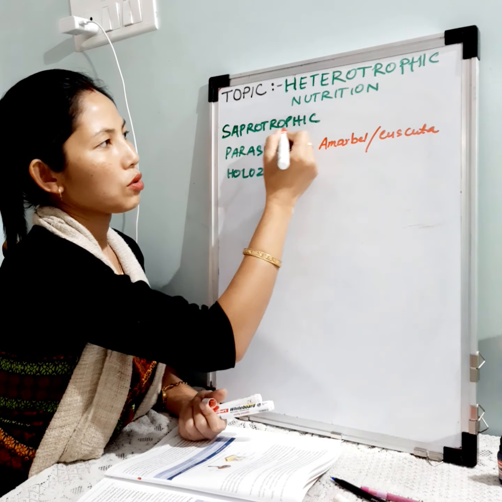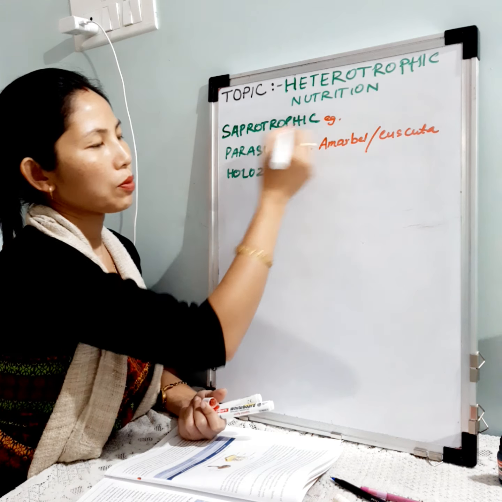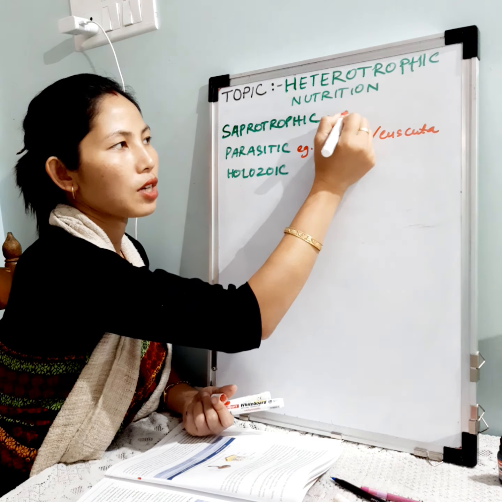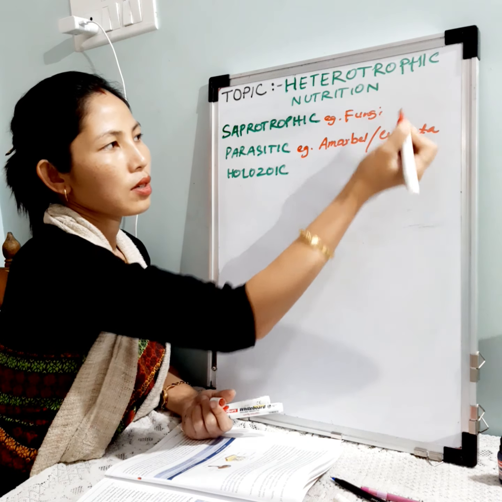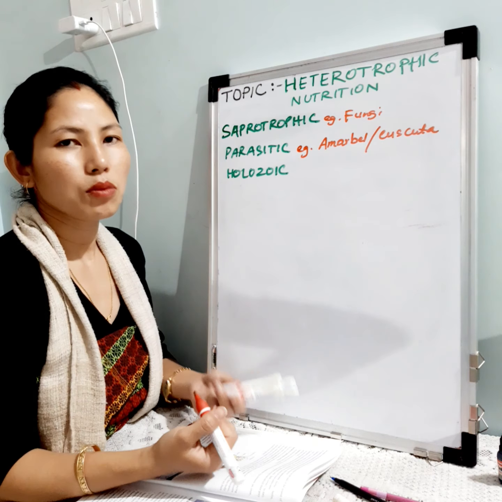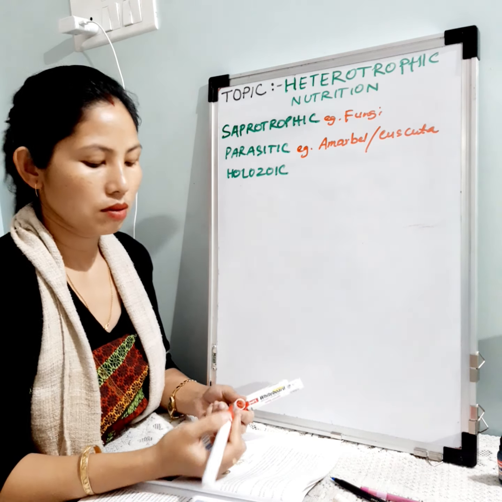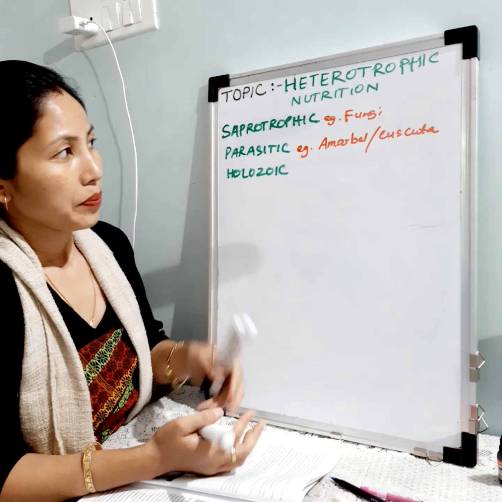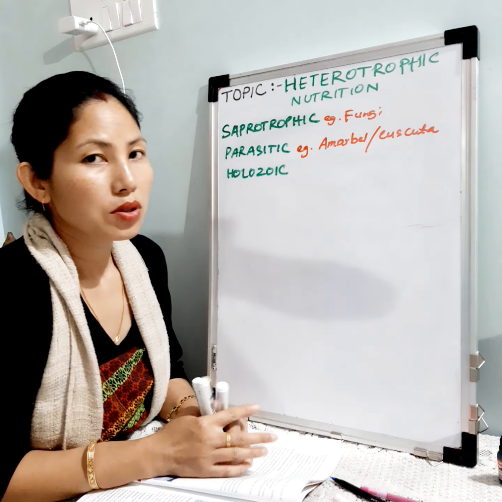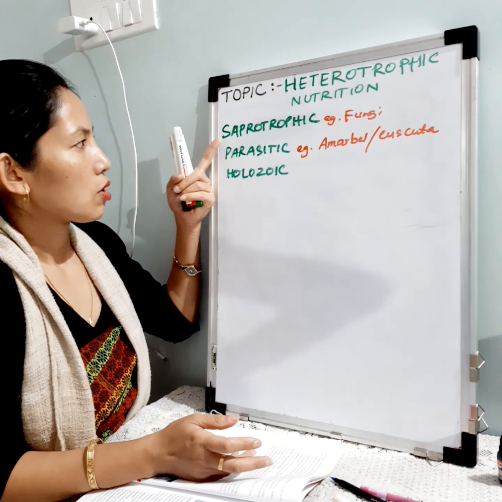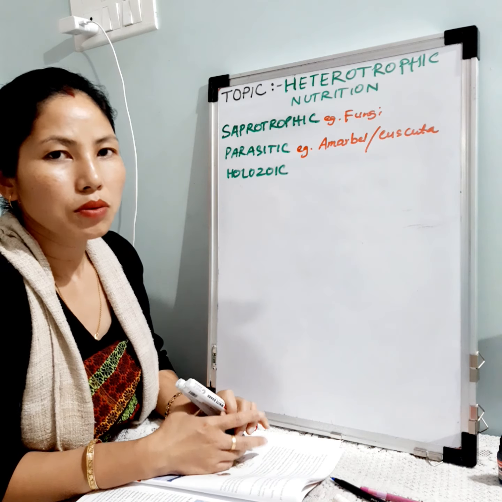Okay, so I forgot to write the example for saprotrophic nutrition, which includes the fungi, molds, or you can say mushrooms. Okay, so this is about saprotrophic and parasitic modes of nutrition.